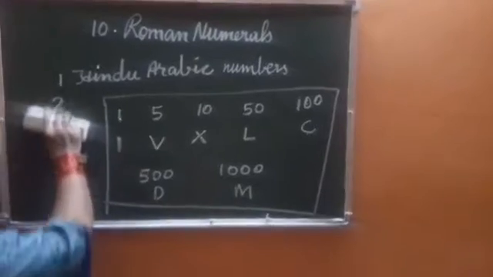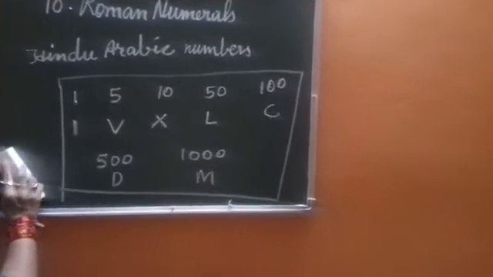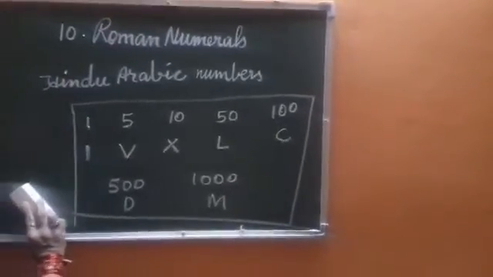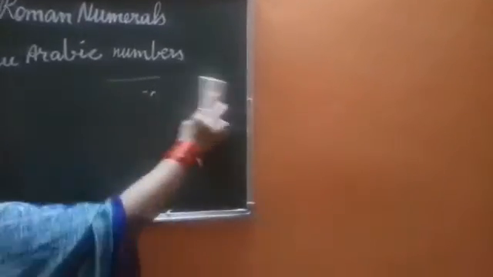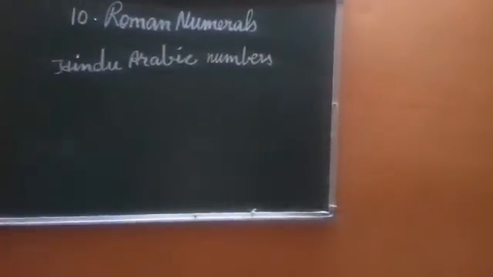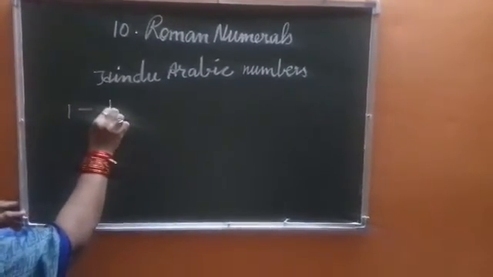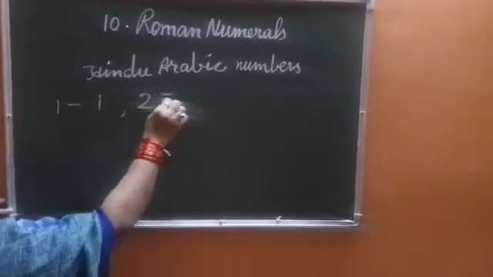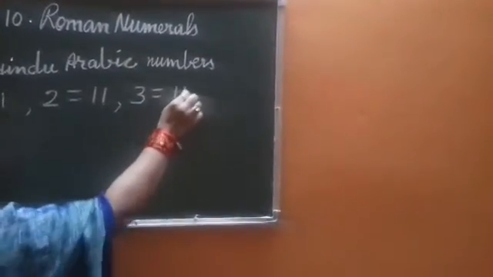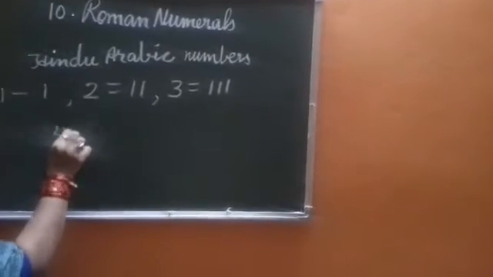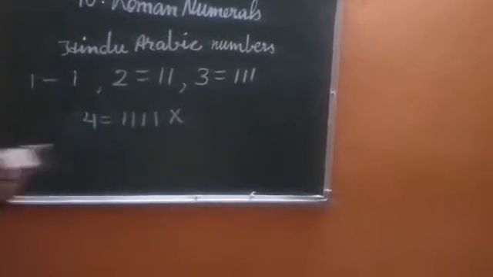Now, how to write the numbers? So we will study some rules regarding these Roman numerals. Okay children, one by one we will study some rules. So the very first rule is, Roman numbers can be repeated. Suppose I have to write 1, I will write I. If I have to write 2, I will write double I. If I have to write 3, I will write triple I. If I have to write 4, I cannot write IIII. This is wrong. Okay children?